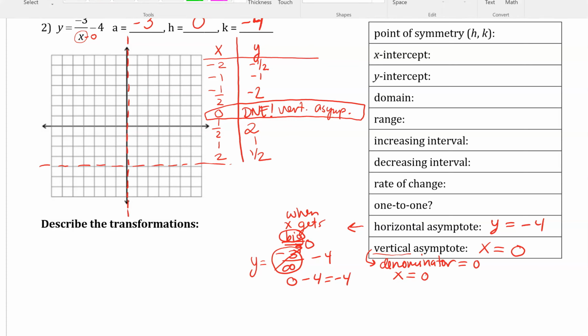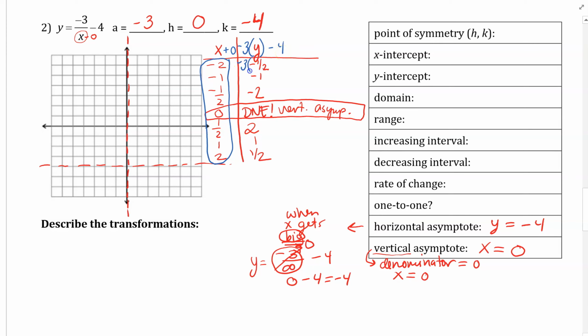So that's the parent function. Then I add h to the x's, which is just 0. So it's not going to change any of these x's. So these are the same x's that will be for the transformed graph as well. For the y's, I will multiply by -3 and then subtract 4. So the y is going to have a lot of changes to it. Multiply by -3, subtract 4.